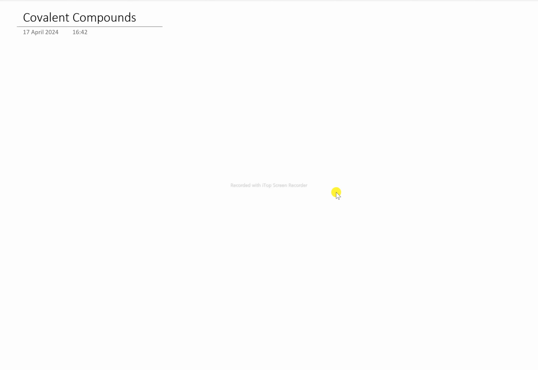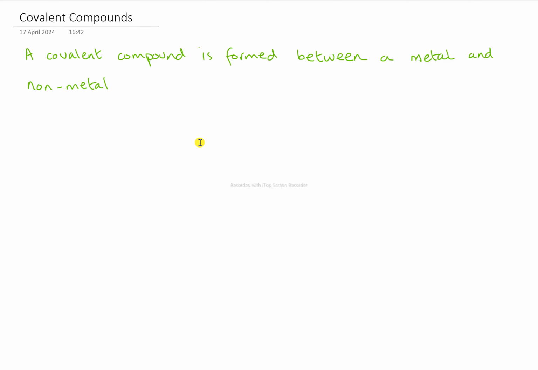Right, we're looking at covalent compounds. Covalent compounds are formed when a non-metal reacts with a non-metal. So let's write that down there. Rather than giving up or accepting electrons, they share electrons, okay? So let's write that down then.